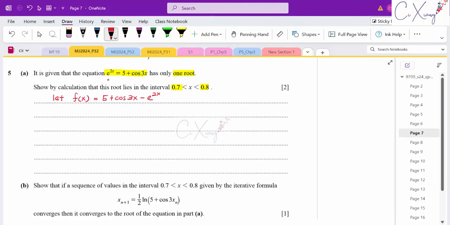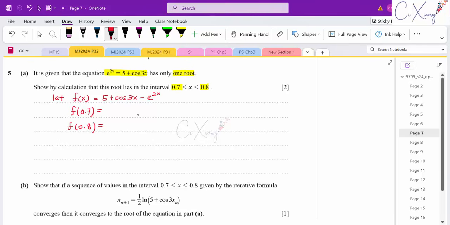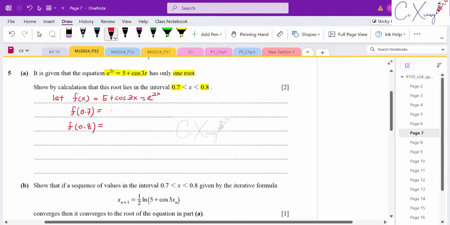Then after that, we need to substitute the values into the function. So we are having 0.7 and 0.8, right? We have to substitute the two values into the function f. Of course, you can use a calculator to help you. If you substitute 0.7 into this expression, you will get a value of 0.440. And if you substitute 0.8, then you will have negative 0.690.